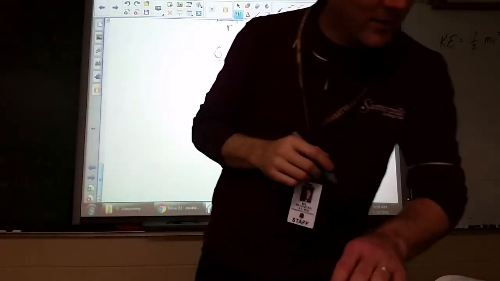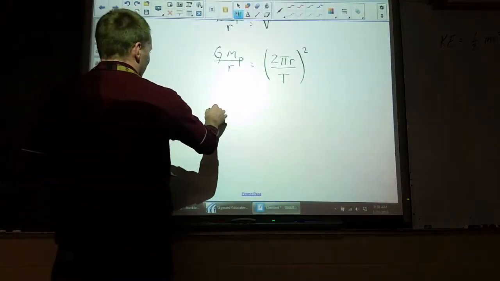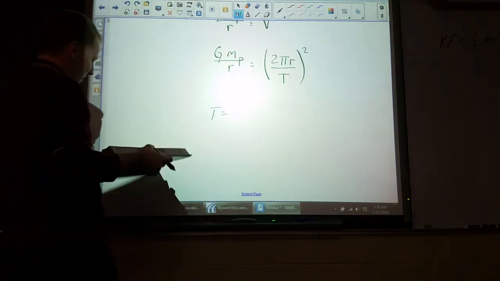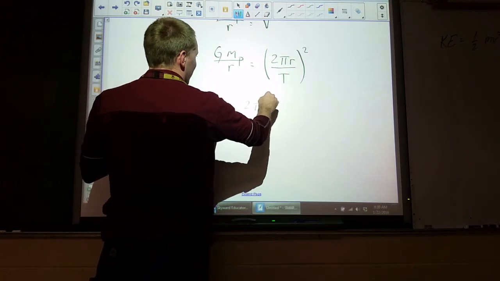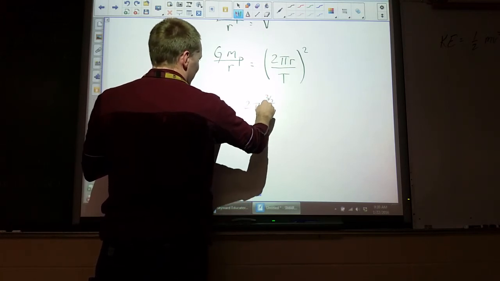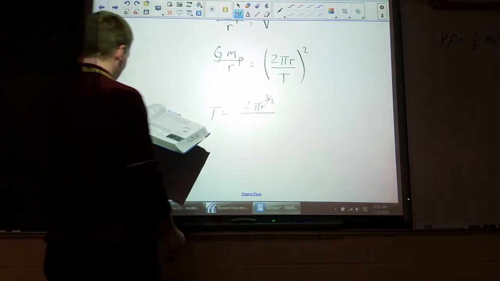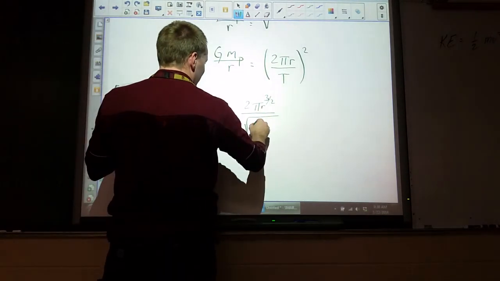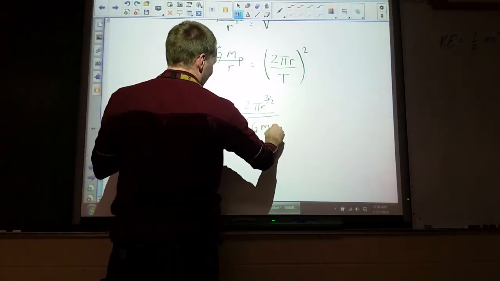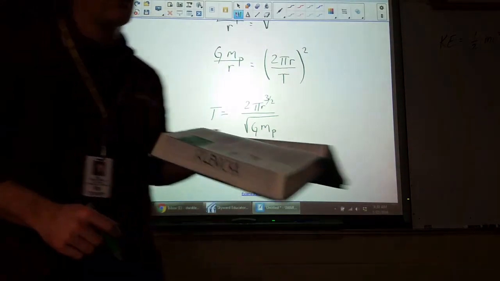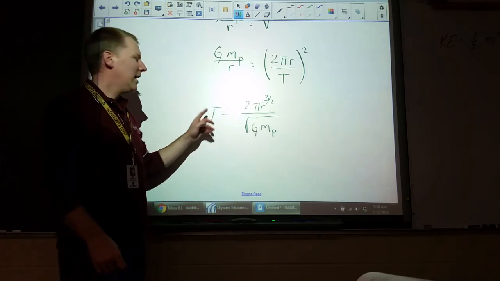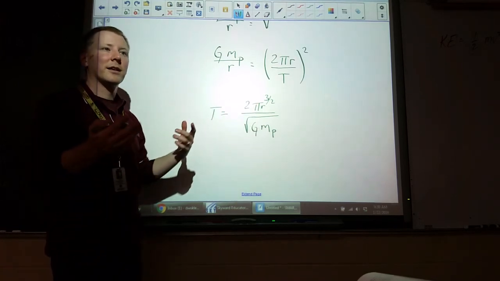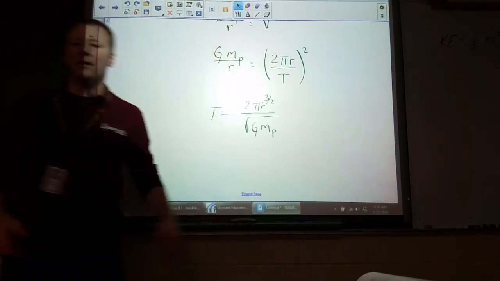They've got all that math done for us in the book, so I'm not going to go through all the algebra this time. T equals 2 pi r to the 3/2 power over the square root of G times the mass of the planet. And that will tell you, given a radius, how fast it has to go. And this is related to the last couple of questions in the reading.